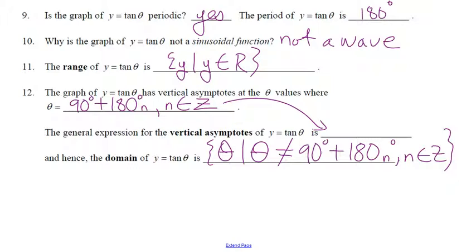So we make this an integer. It could be a 0, that gives you 90. Could be a 1, gives you 270. Could be a negative 1, gives you negative 90. Could be a negative 2, gives you negative 270. And that's the general expression. Where the asymptotes are, that's where the domain is not. You can't put that value in. I cannot give the tan function 90. Go ahead, type it in your calculator, tan 90. It's going to say error or undefined.